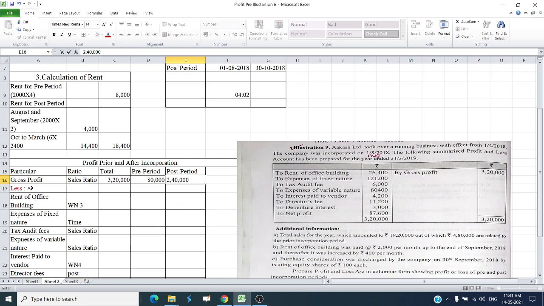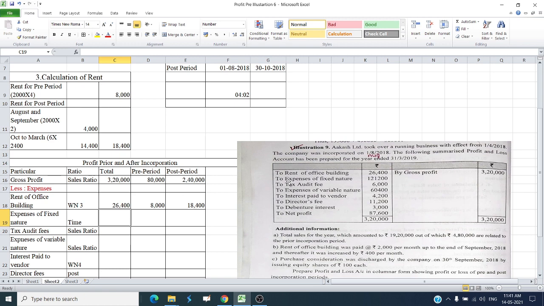After this the next step will be, we have to subtract all the expenses from the gross profit. So less all the expenses, we have to write here expenses. The first one is rent of office building, that we did in the working note here. The calculation of rent for the pre period is 8,000 and for the post period is 18,400. So the total will be here 26,400.